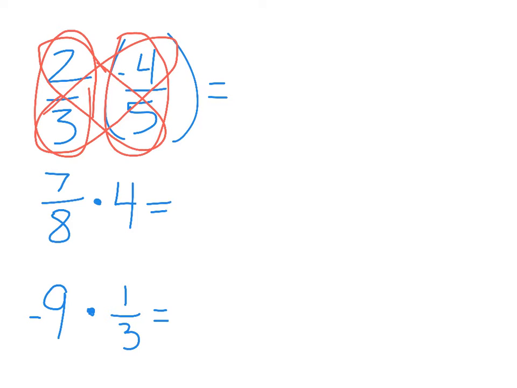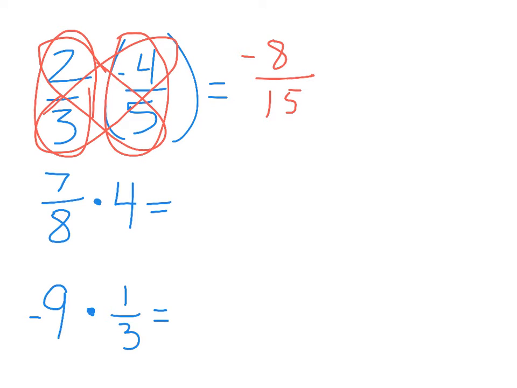So when that happens, all you have to do is multiply straight across. So 2 times -4, because it's a positive times negative, gives us -8 on the top there. And on the bottom, 3 times 5 is 15. 8 and 15 don't share any factors, so that is as simplified as it gets. So your final answer there is -8/15.